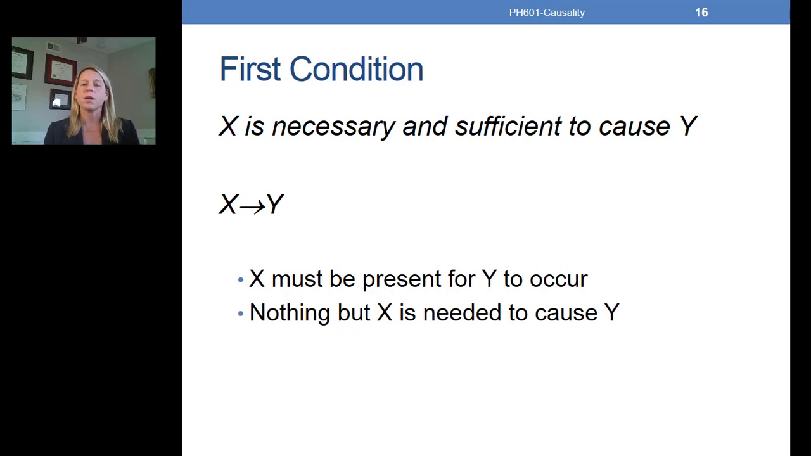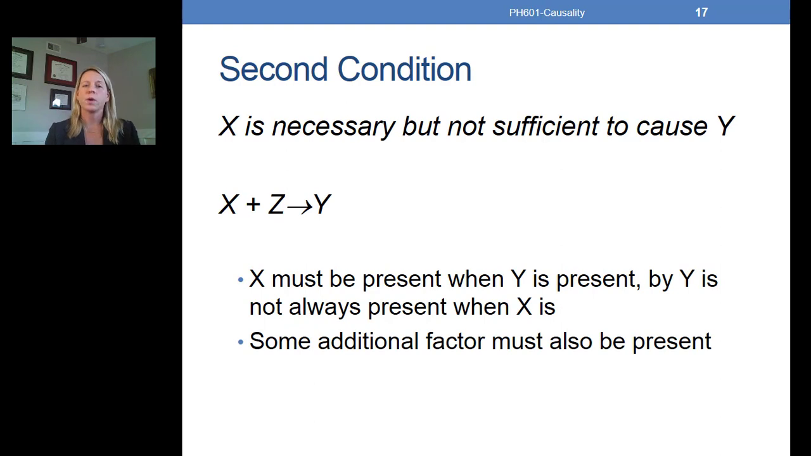So the first condition, when X is necessary and sufficient to cause Y. That is, with X present, Y always occurs, and nothing but X is needed to cause Y. So it's a very stringent condition that truly doesn't exist in the natural biological world. It's very hard to think of a condition for which there's a factor that's both necessary and sufficient.